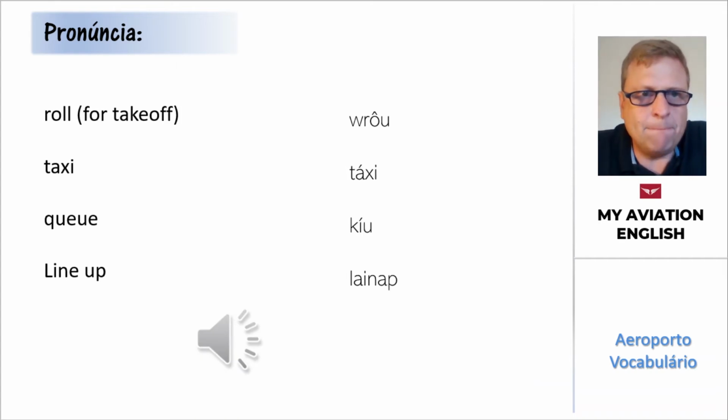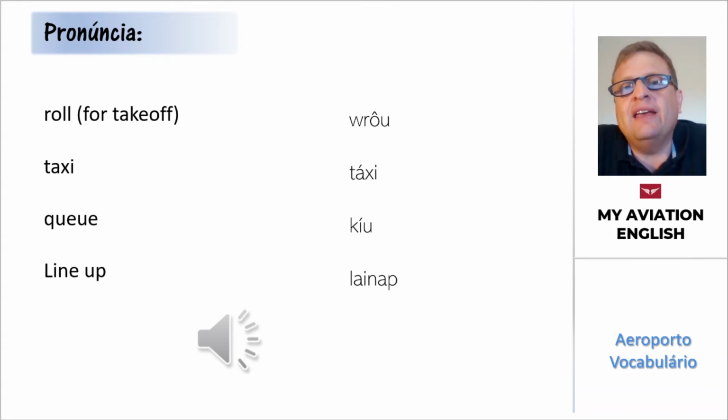Vamos mais. Roll. Taxi. Queue. Lineup. Então, roll, tá? Roll for takeoff, tá? Correr para decolagem. É o WR, né? Roll, tá? Com O circunflexo, roll, ok? Taxi é similar ao nosso, ok? Mas a gente fala o A aberto, né? Táxi. Lá vira quase um E. É taxi ou táxi. Eu diria que é mais certo até colocar um E em vez de eu coloquei um A, né? É taxi, é com E, ok? Considera E, não considera A. Taxi.